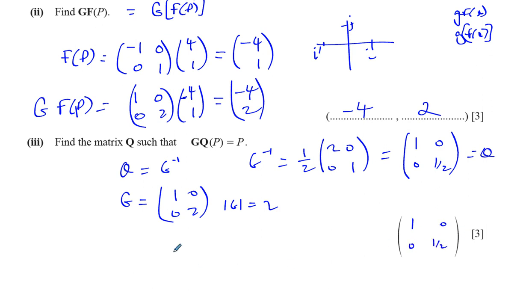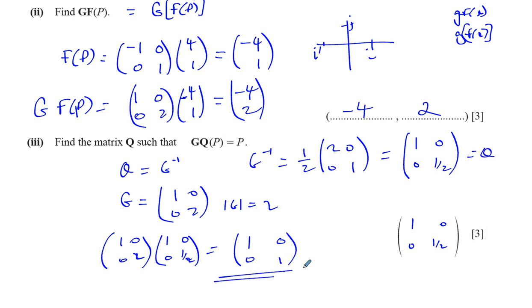Now, if you wanted to check your answer to make sure you've got the right answer, you could do G times Q, and it should give you what's called the unit matrix. If you multiply these together, with a half there, you're going to have 1 times 1 plus 0 times 0, which is 1. Then 1 times 0 plus 0 times a half, which is 0. You have 0 times 1 plus 2 times 0, which is 0. And you have 0 times 0 plus 2 times a half, which is 1. You end up with the unit matrix. The unit matrix acts like the number 1. It doesn't take you anywhere. So when you combine these two together, it's like multiplying the coordinates p by 1. It stays where it is. So this is the inverse of matrix G.